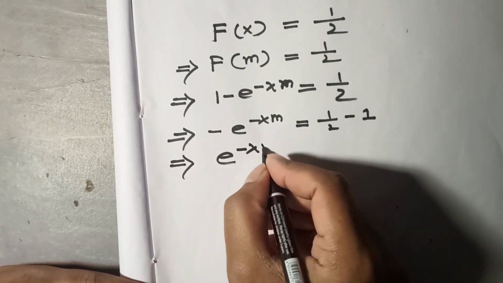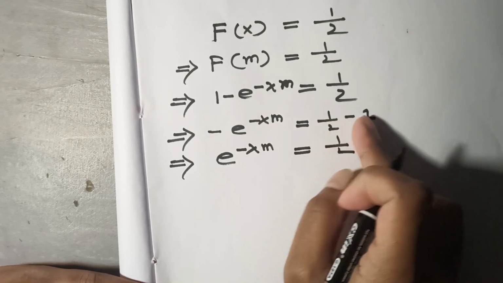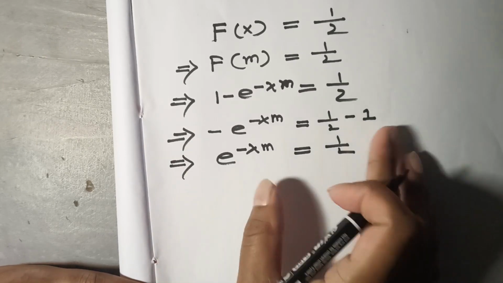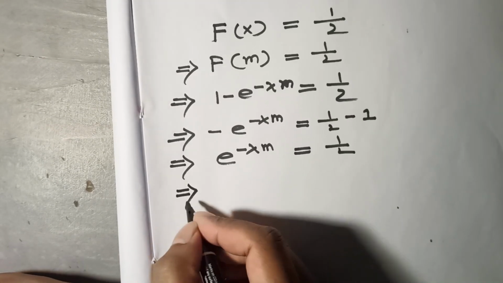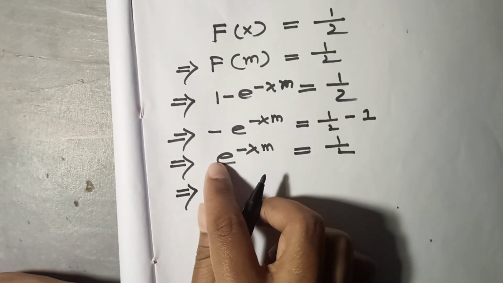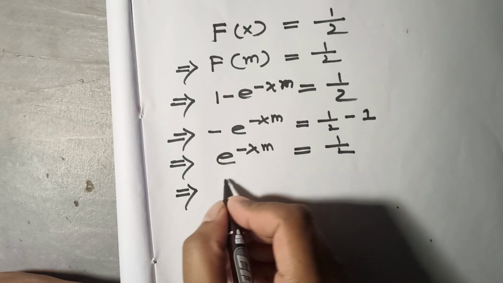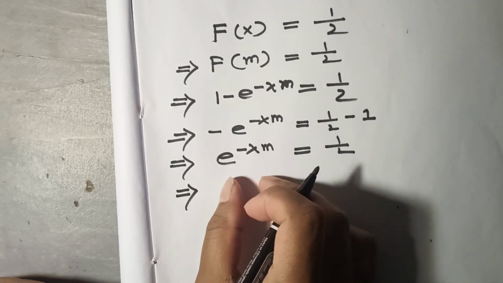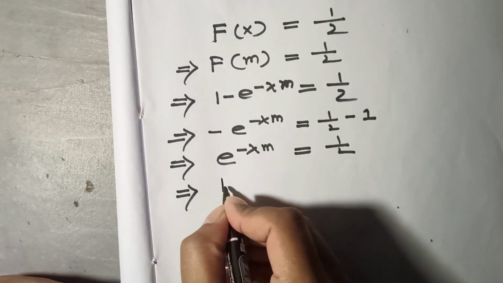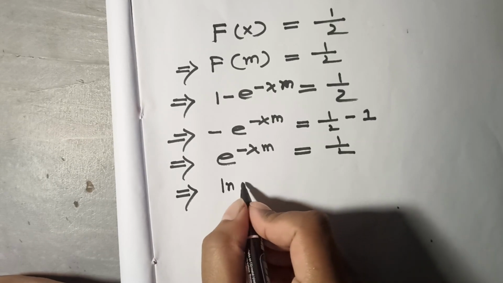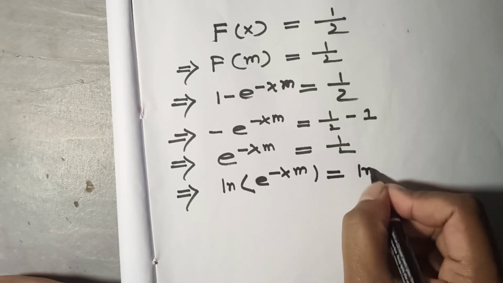The half minus 1 is minus half, and the minus signs on both sides cancel, so we are left with e to the power minus lambda m equal to half. Next, we take the logarithm on both sides, so it's ln of e to the power minus lambda m equal to ln of half.